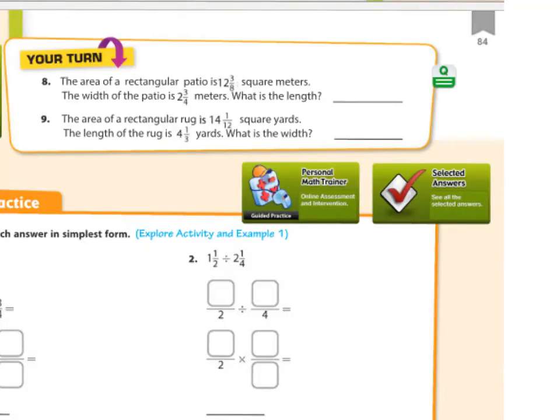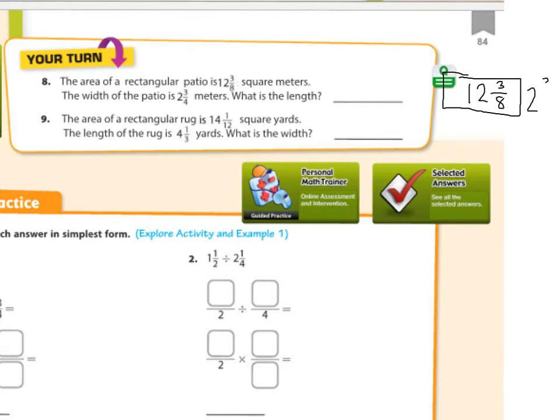Numbers 8 and 9 are pretty typical of what you're going to see on the STAR test, so pay attention very carefully, and I want you to draw this out. The area of a rectangular patio is 12 3/8 square meters, and the width of the patio is 2 3/4 meters. What's the length? So if you drew this picture out, it says it's rectangular. The area is 12 3/8. And the width is 2 3/4.